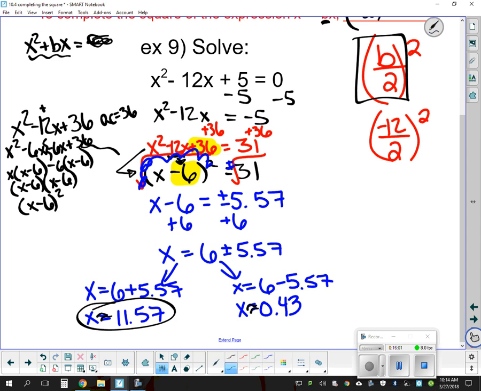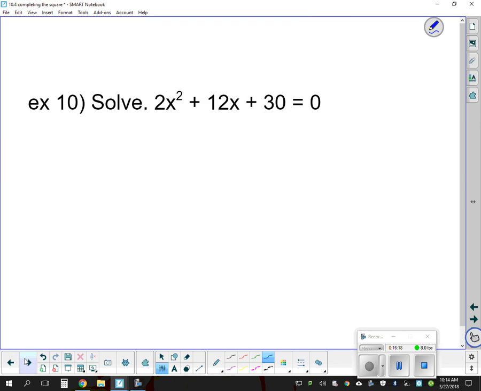Approximate because I rounded. How can you check these? Well, you could plug them back in. Again, because they're approximate, you're not going to get exactly 0, but you should get very close to 0. You could also check these by doing them a different way. You could try quadratic formula. You could try graphing and see if you get the same solutions. All right, let's try another one.